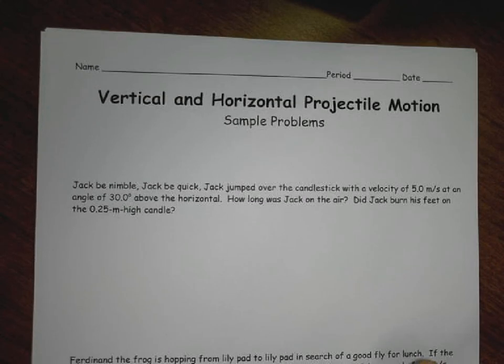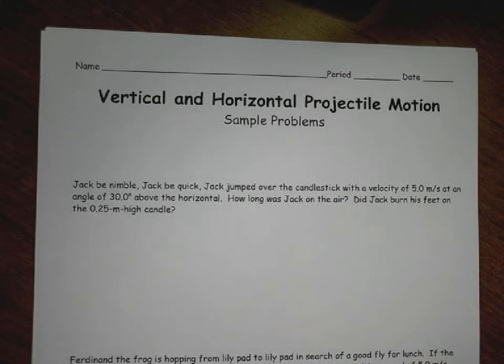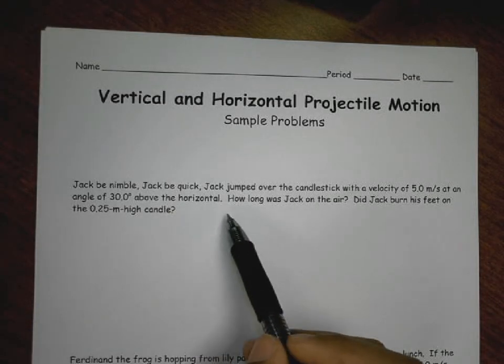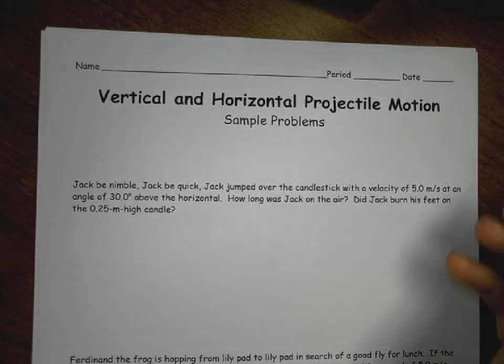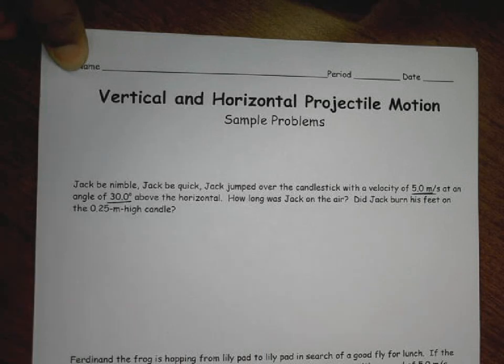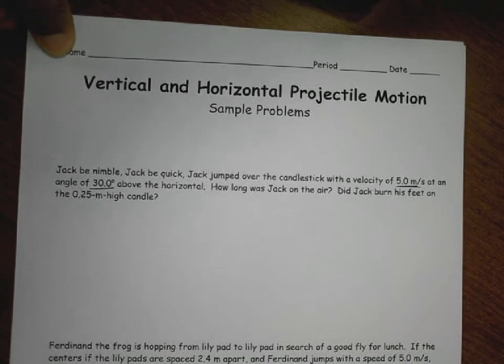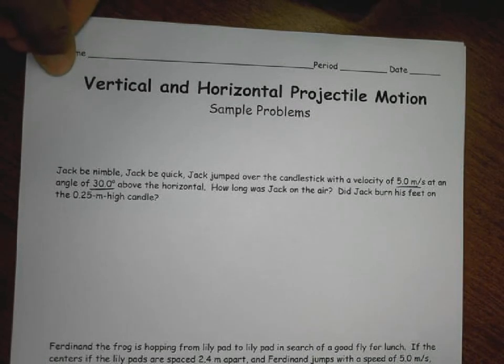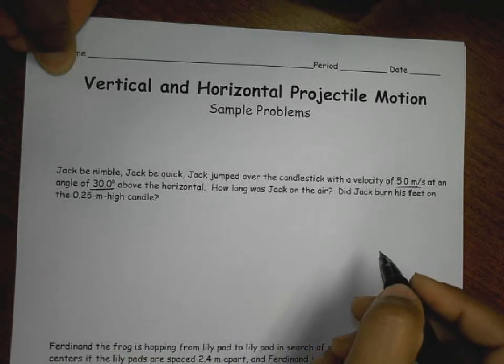And the samples aren't always going to ask you, what is the maximum height? What is the time in the air? You're going to have to read the question and figure out what it is that it's wanting. But let's take a look at this one. This one's kind of fun. Jack be nimble, Jack be quick. Jack jumped over a candlestick with a velocity of 5 meters per second at an angle of 30 degrees. How long was Jack in the air? And did Jack burn his feet?